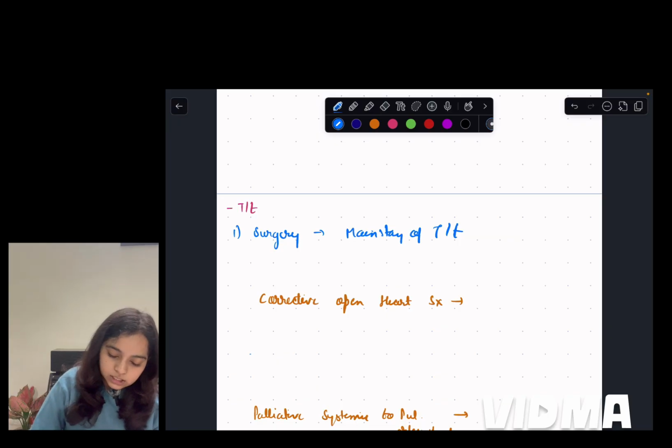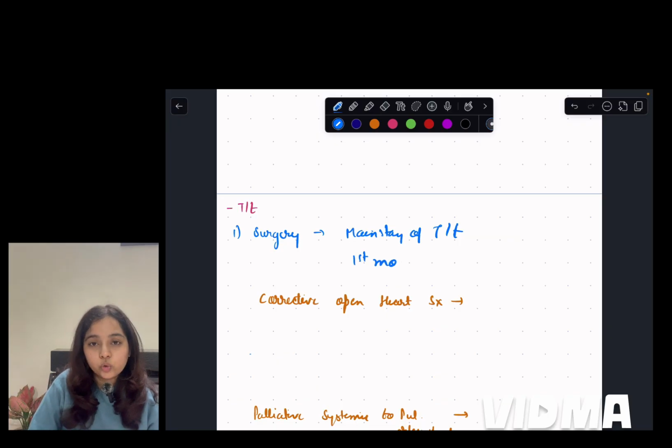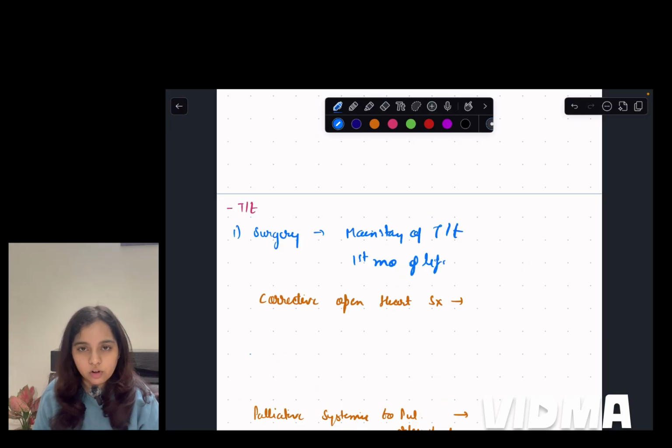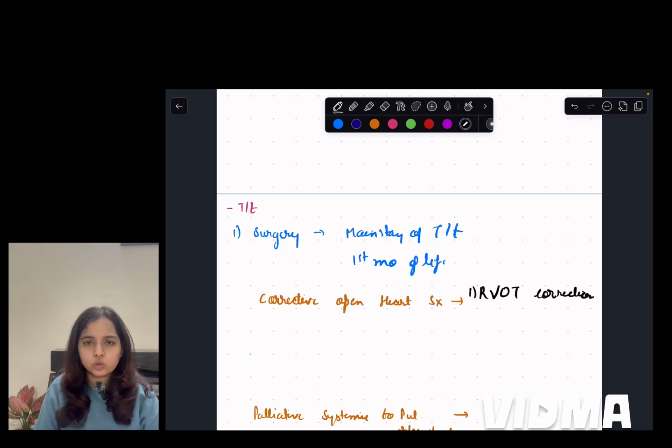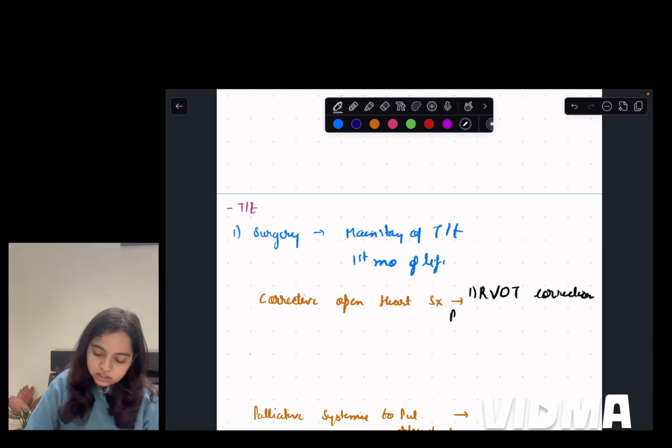Now you can do it as early as first month of life. Ideally you should do it before the occurrence of cyanotic spell. Now this corrective open heart surgery which we do, we have to correct all the components of tetralogy of Fallot. The most important one is the RVOT correction, right? In the RVOT correction, we have the infundibular stenosis most common, so we remove the hypertrophied muscle in the infundibulum. In case the pulmonary stenosis is present, we can do the valvotomy. We can open the valves without removing the tissue.